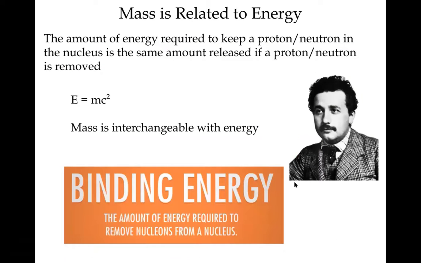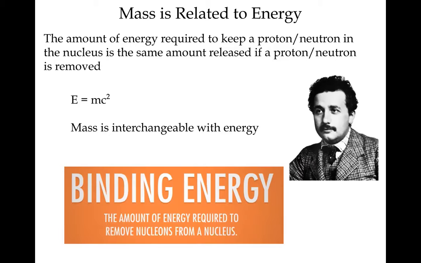As it turns out, the amount of energy required to keep a proton or neutron in the nucleus is the same as the amount that is released if the proton or neutron is removed. And a guy by the name of, maybe you've heard of him, Albert Einstein, came up with a beautiful equation. E equals mc squared. Of course you've heard of Albert Einstein. Of course you've heard of this equation. It's the most famous equation in history, I think.